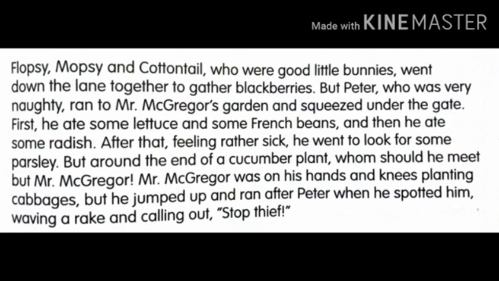But here Peter is there. So what is Peter doing? Peter is a naughty boy. He doesn't listen to elders. He doesn't pay attention to the rules and regulations parents ask him to follow. So what did Flopsy, Mopsy and Cottontail do? They went down the lane together to gather the blackberries. Gathering means to collect. The 3 of them went down the lane because mother asked them to. So they went there and gathered the blackberries.